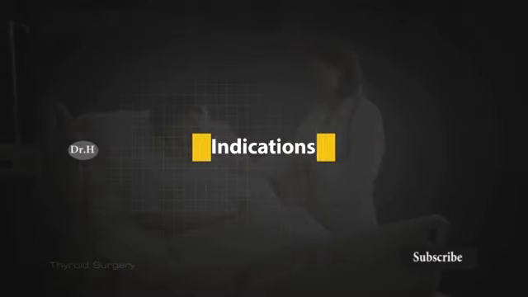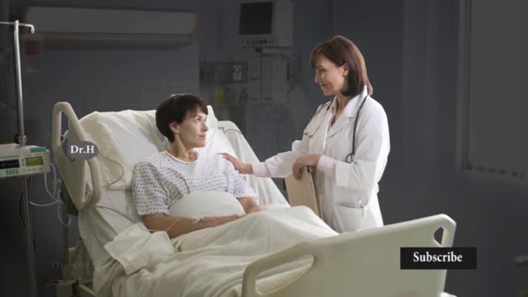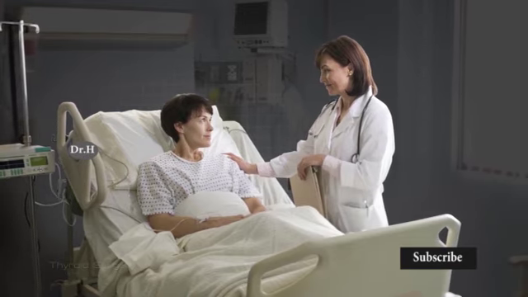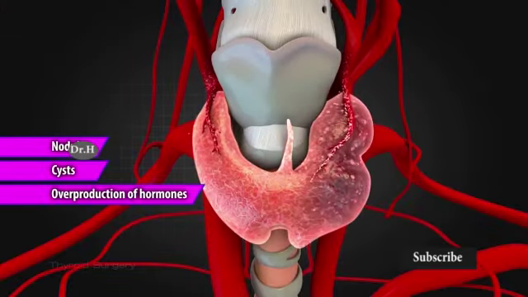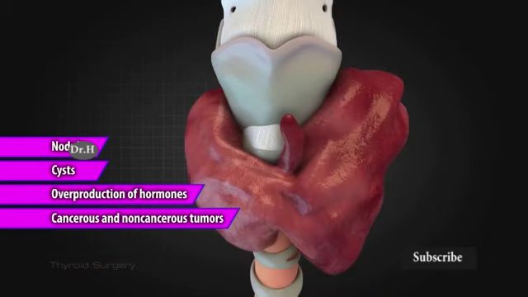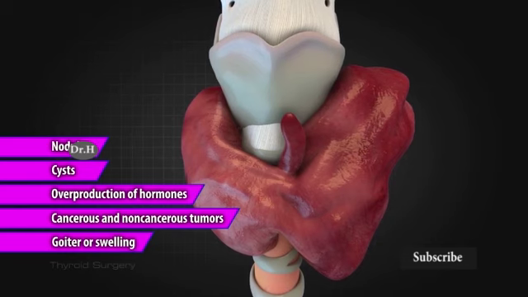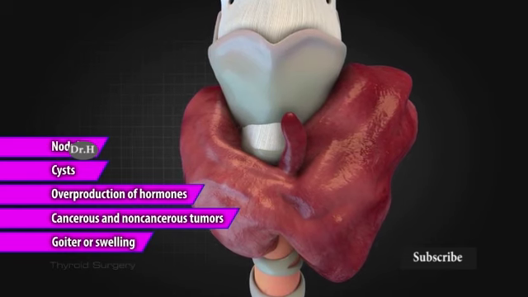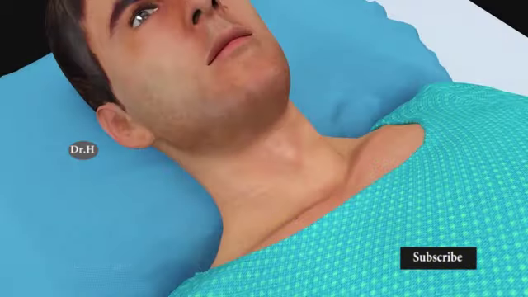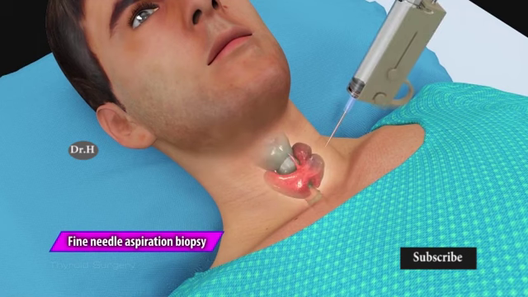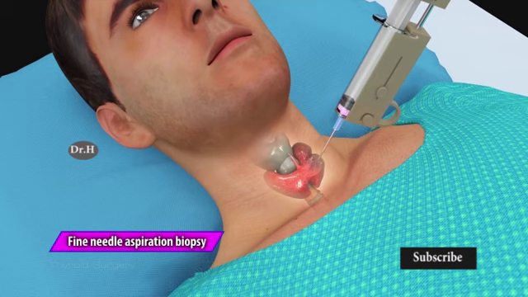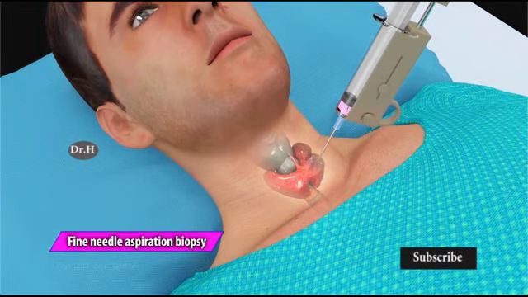Indications: thyroid surgery is usually recommended for thyroid conditions such as nodules, cysts, overproduction of hormones, cancerous and non-cancerous tumors, and goiter or swelling of the thyroid that can make it difficult to swallow or breathe. To identify cancer, your doctor may perform a fine needle aspiration biopsy, where a sample of thyroid tissue is obtained with the help of a thin needle and analyzed in the laboratory.